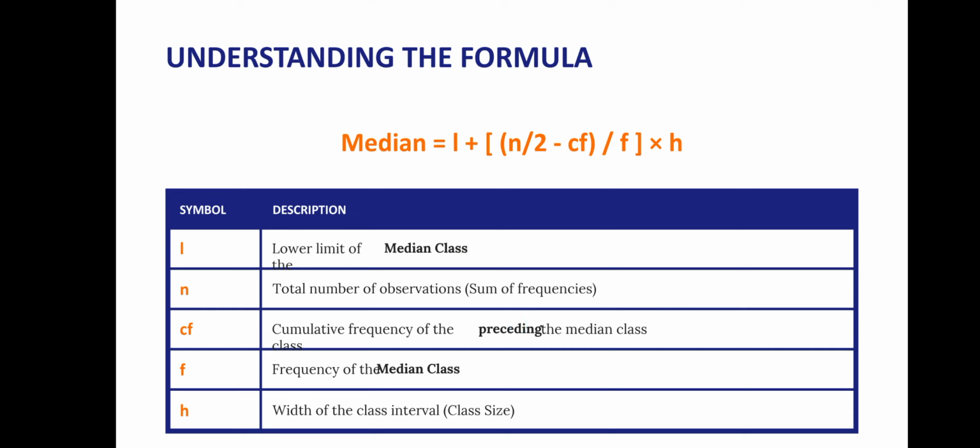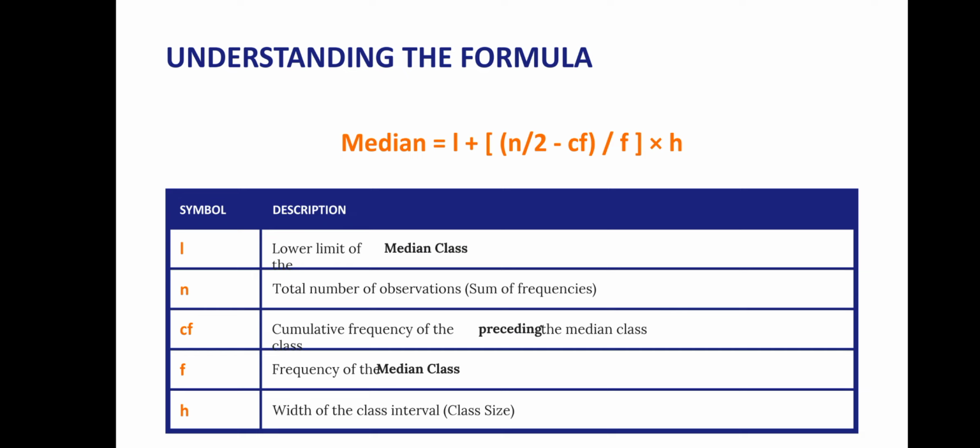So here is a description. L is the lower limit of the median class. First of all, in the question, we need to select the median class. N is the total number of observations, that is the sum of frequencies. CF we know, the cumulative frequency preceding the median class. We need to take the CF value which is preceding the median class.